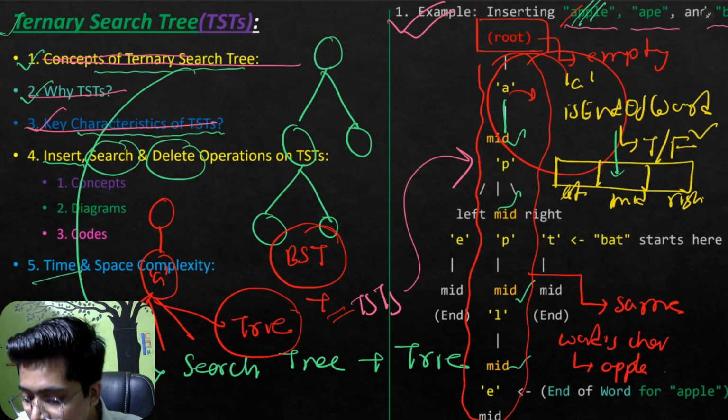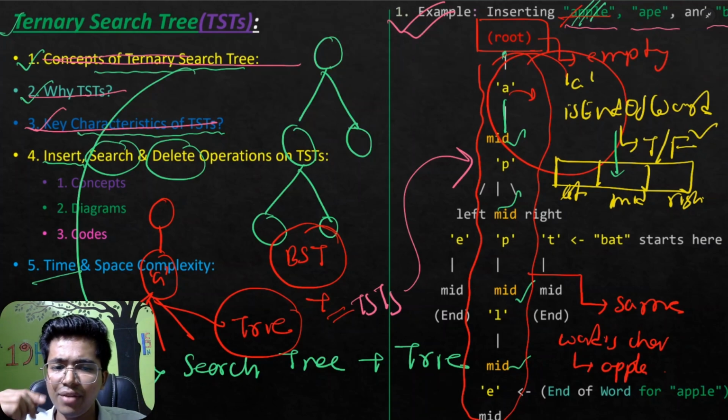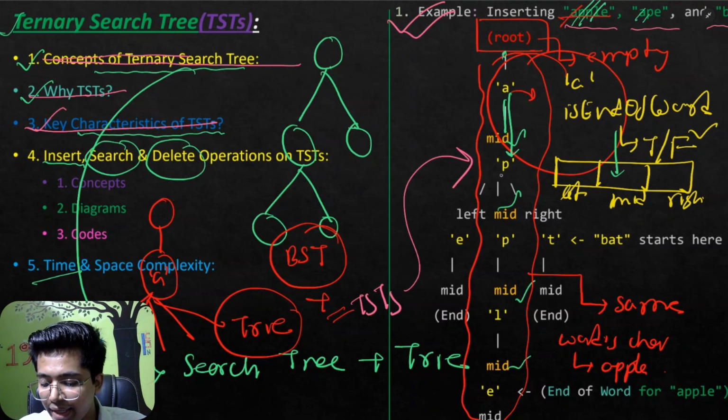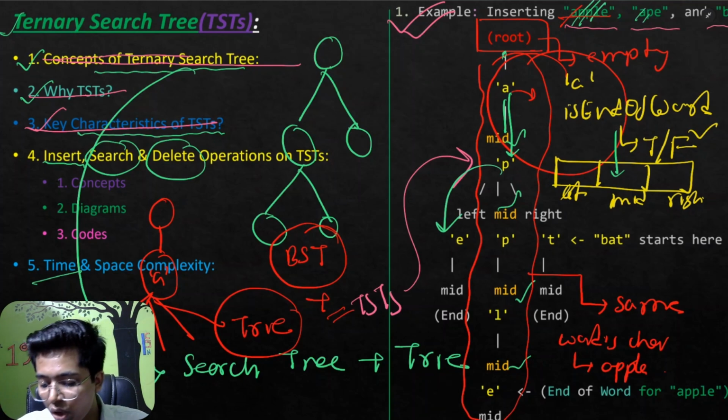Now, apple has been inserted. Now we will try to insert APE. First we again look from the root to see if a is already present. Yes, a is already present, so we came to a. From a we came to P. P is also present. From P we check if E was present, and E was not present, so we created E on the left side. Why left? Because it is lesser than P.